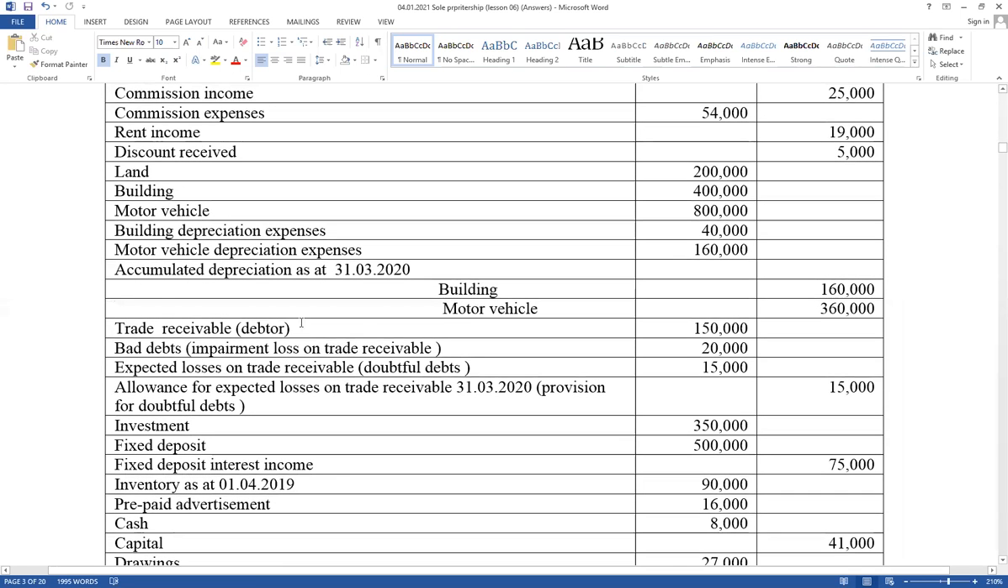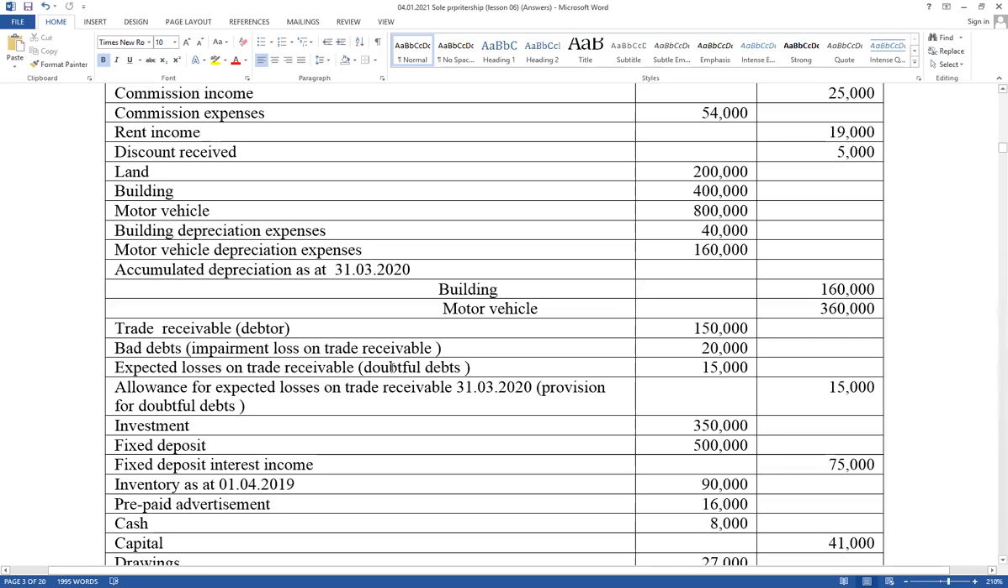And trade receivable is a debtor. Normally we have to use the term trade receivable; it cannot be used as debtor. And bad debts equal impairment loss on trade receivable. Impairment loss is the word we have to use; it cannot be used as bad debts.